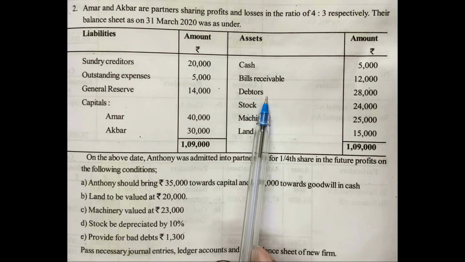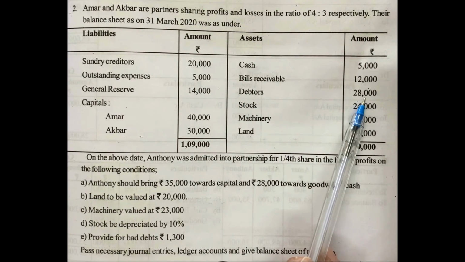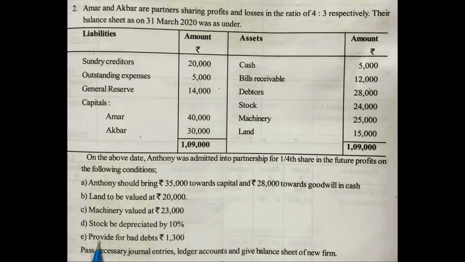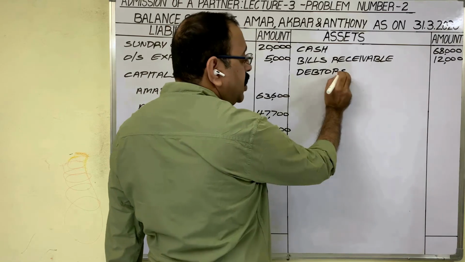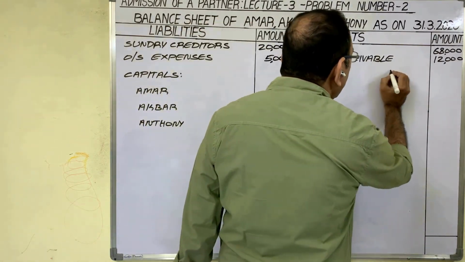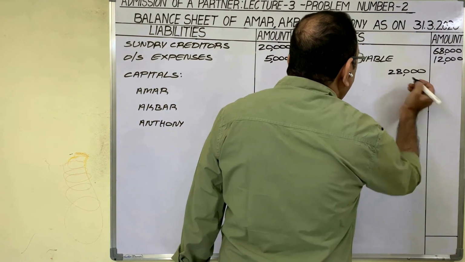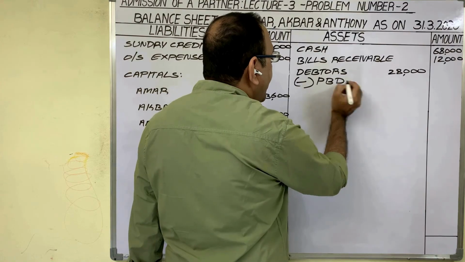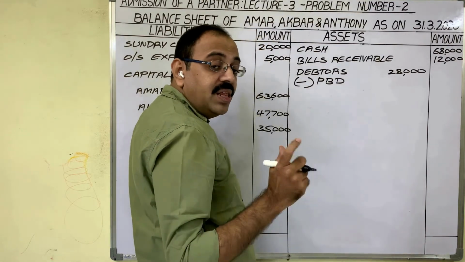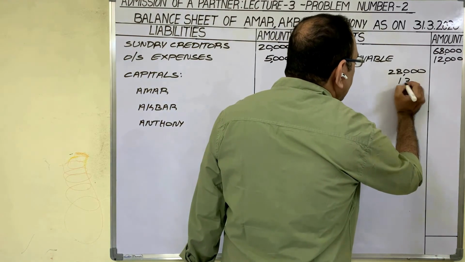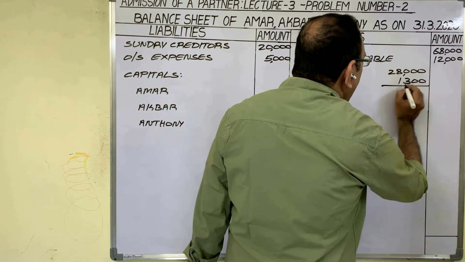Next come to debtors. Debtors value 28,000 rupees. Related to the debtors, adjustment number E: provide for bad debts 1,300 rupees. As the adjustment is given, provision for bad debts, we show the debtors amount in the inner column. PBD, we have to deduct, minus provision for bad debts. It is given in the adjustment, only 1,300 rupees. Deduct that amount. Net amount in the outer column.